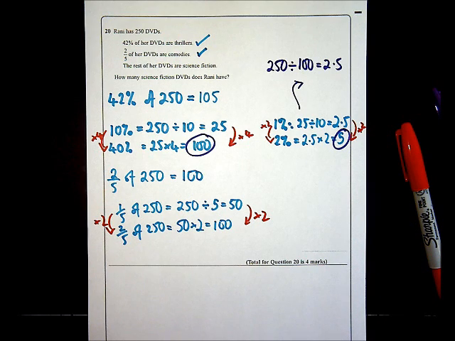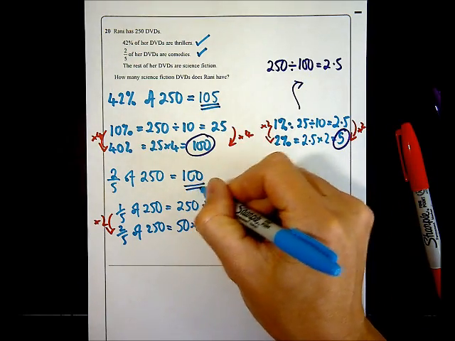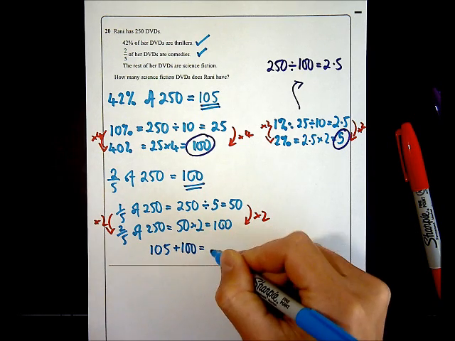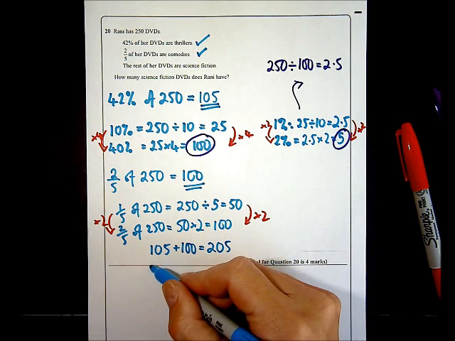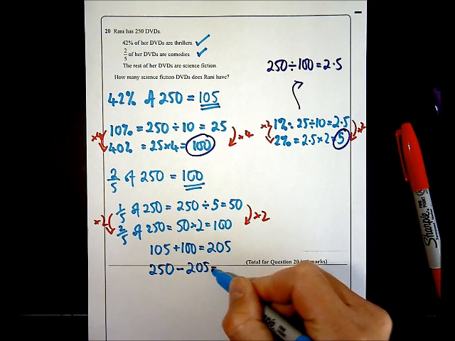Finally, I'm told the rest of the DVDs are science fiction, and I'm asked to work out how many are science fiction. Well, I'm going to take the two numbers I've got here, 105 are thrillers, 100 are comedies, and I'm going to add them up. So 105 add 100 gets me 205, and therefore the remainder of her DVDs are going to be science fiction. So I'm going to do 250, take away 205, and I'm going to get 45.